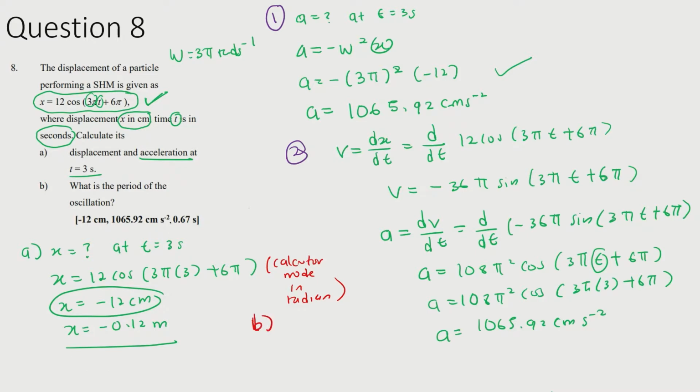Okay, the period of the oscillation. So what is the period of oscillation? We know the angular frequency is 3π radian per second. So we can find the period by using this equation: angular frequency equals to 2π over T. Then just substitute your angular frequency of 3π into 2π over T. So you will get a period of 2/3 seconds, which is the same as 0.67 seconds. So we are done with question A and question B.